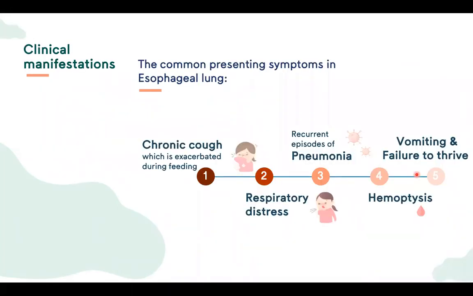Clinical manifestation and symptoms. The common presenting symptoms in esophageal lung are, first, chronic cough, which is exacerbated during feeding, respiratory distress, recurrent episodes of pneumonia, hemoptysis, vomiting, and failure to thrive. The majority of these symptoms are present within the first few months of life.